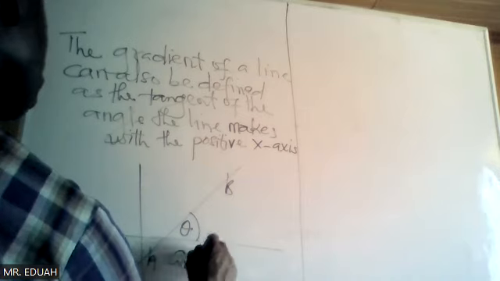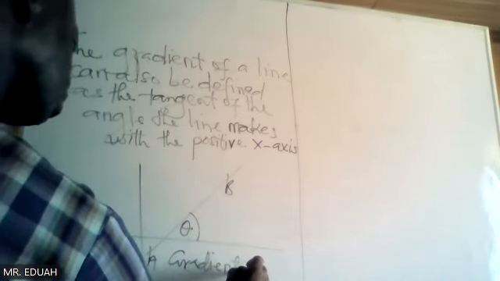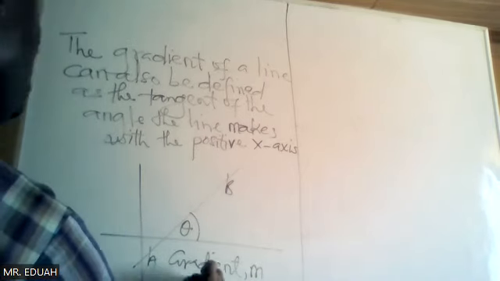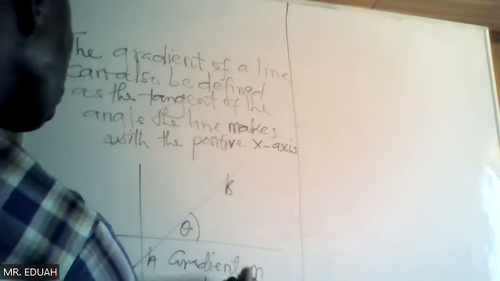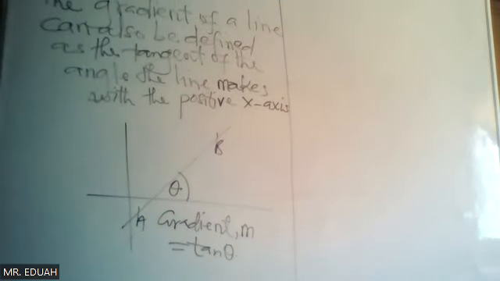Gradient, let's use M. Gradient M is equal to tan theta, tan of the angle the line makes with the positive x axis. The gradient M is equal to tan theta, tan of the angle.